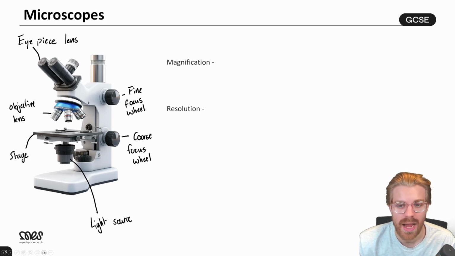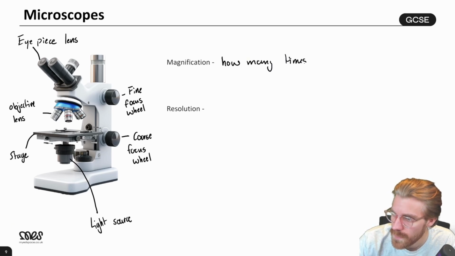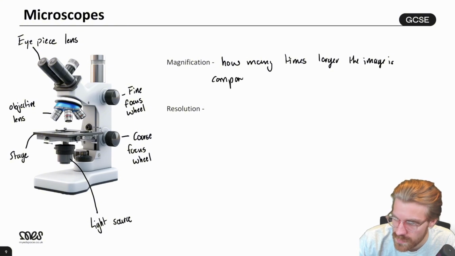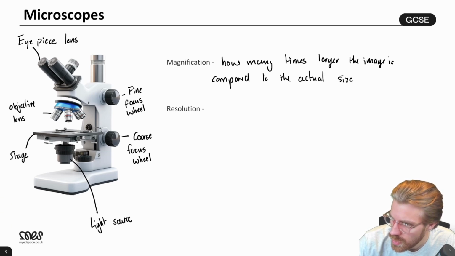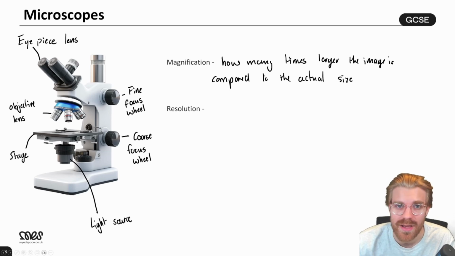Now, when we think about our microscope, there are two main terms that we think about: magnification and resolution. The magnification is how many times larger the image is compared to the actual size. So for example, if I had a picture of a cell that was 10 centimeters across, well, that's many, many times bigger than the actual size of a cell, which may be about 1/100th of a millimeter across.